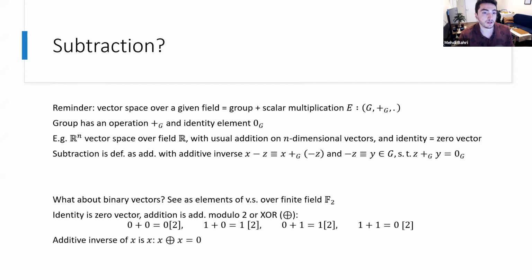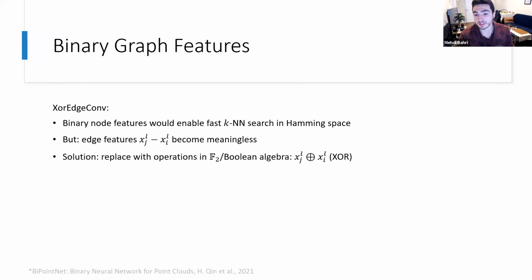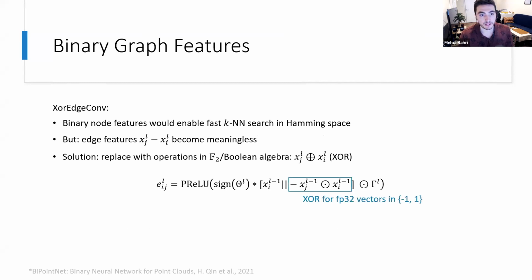So basically, what we did in this work is to replace the difference between these two node vectors by their exclusive OR, stemming from these reasons I explained before, which can be implemented as the element-wise product for floating point vectors in -1 and 1.